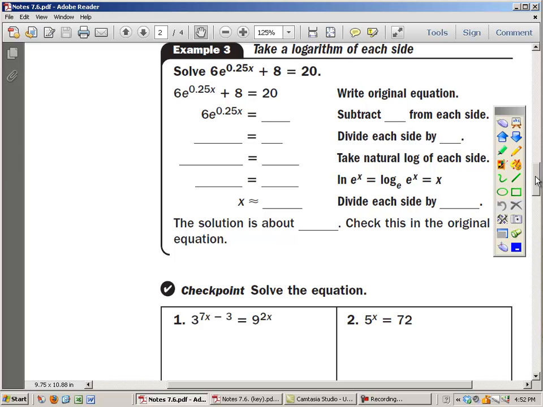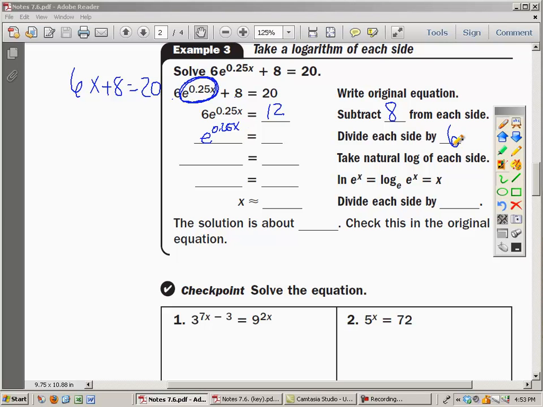Okay? All right. Our next example, we're going to take a little bit of a look at something involving a natural log now. In this case, we want to solve for this thing. In order to solve for this thing, we've got to get this term all by itself. And to get this term all by itself, we're going to have to get rid of the 6 and the 8. So if this just said 6x plus 8 equals 20, you would be pretty good at this. You could take away 8 and divide by 6. Nothing different here. We're going to subtract 8 from both sides. 20 take away 8 is 12. Divide both sides by 6. You get e to the 0.25x is equal to, and if I divide both sides by 6, I get 2.